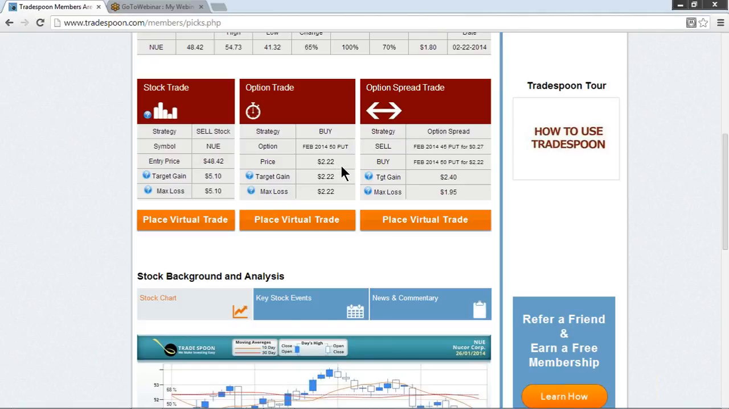Taking a look at the options trade, we're going to look at buying the February $50 puts. We're going to look to purchase that for $2.22 or better. Now, our target gain is going to be $2.22 above our entry price. So in this case, it would be $4.44, and we'd have a sell to close limit order good until cancel. We are willing to risk the $2.22 per contract.